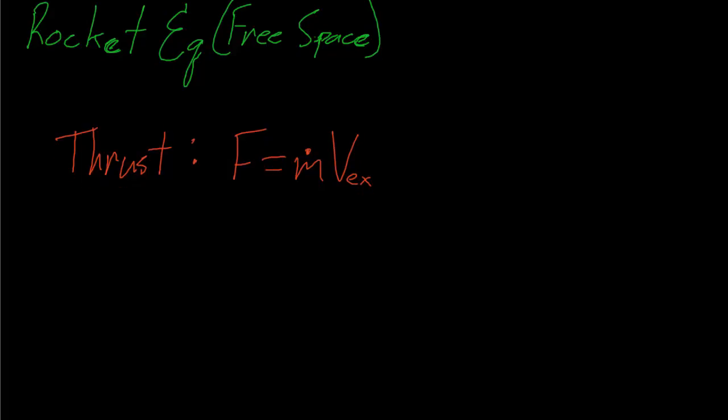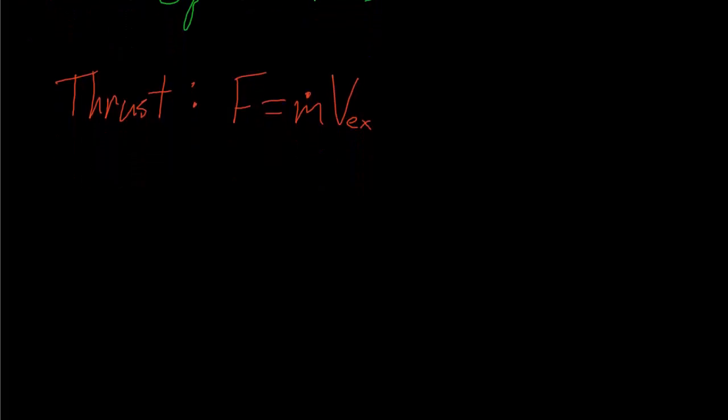Now, we need to specify a direction in our force equation. We can either do this by vector or by sign notation, and we can do it by sign notation in this case. So we'll say force is equal to negative m dot times the exhaust velocity. And again, m dot is the mass flow rate, which is just the amount of mass of propellant which is spewing out of the nozzle every second. And the exhaust velocity is just how fast that propellant is moving.